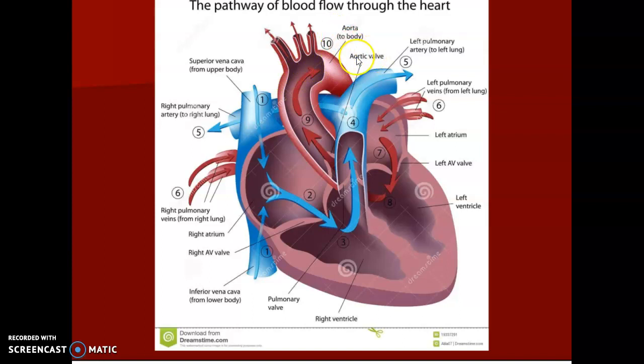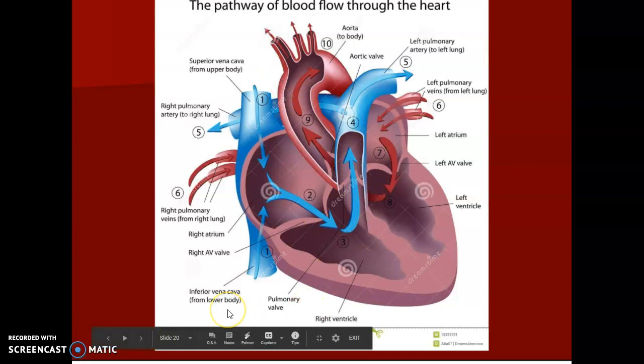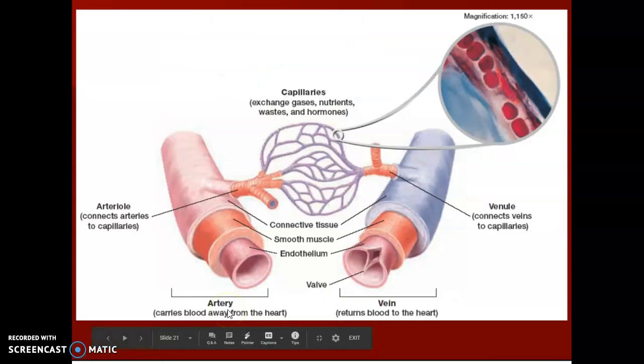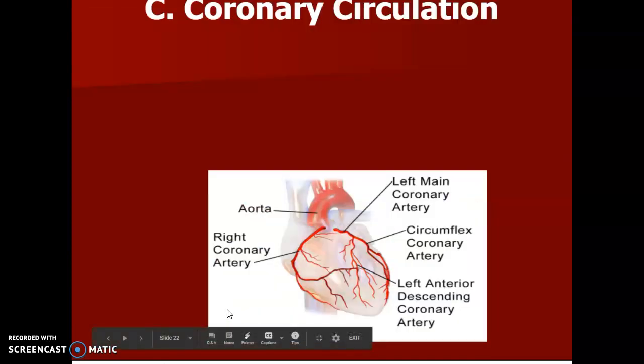And then it happens again. The blue side, that's the pulmonary side. The red side, that's the systemic side. We'll skip over that. Now, let's talk a little bit more about this coronary circulatory system.